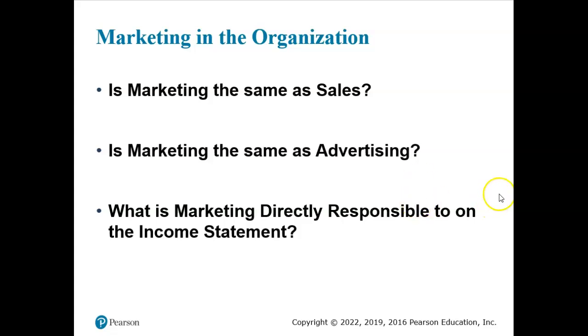Is marketing the same as advertising? And the answer to that is no, it's not. Advertising is part of marketing. Marketing is much broader than what advertising is, okay?